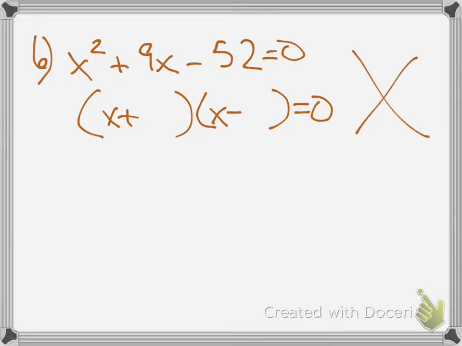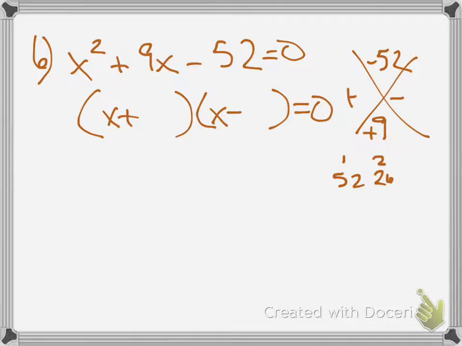Okay, so I'm looking for factors of 52 that would subtract to give me a 9. So factors of 52 are 1 and 52, 2 and 26, 3 and... no, hold up, 3 and... well, guess what? 3 doesn't work.